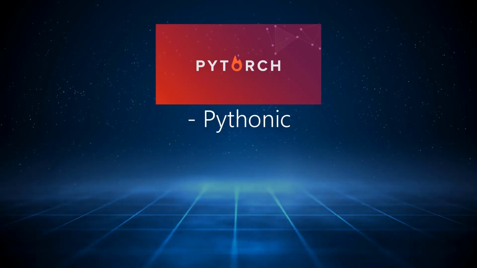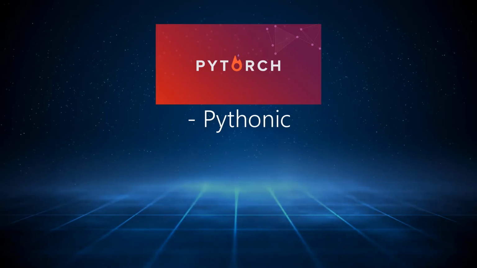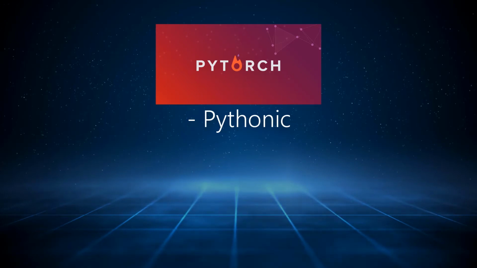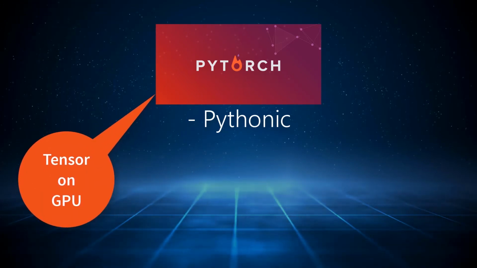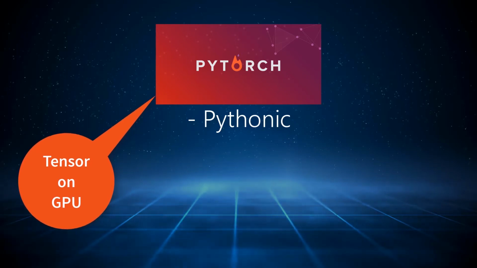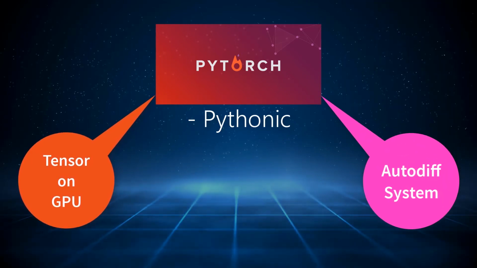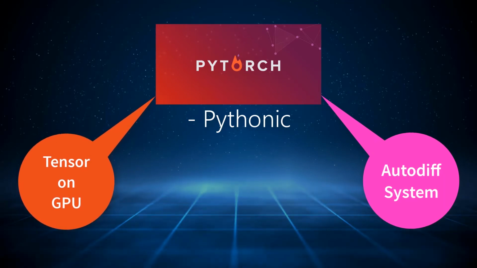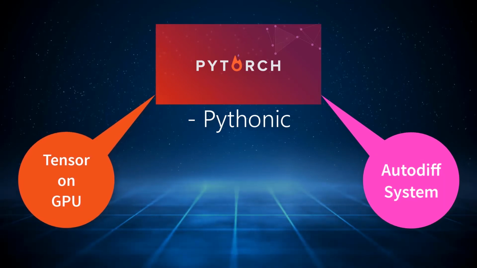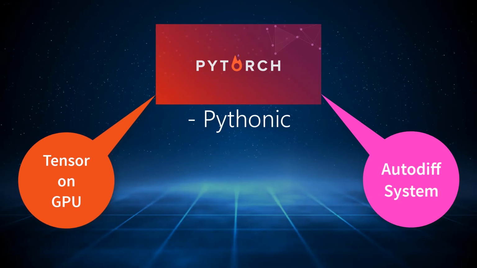Now, the two important features of PyTorch are tensor computing with strong acceleration via graphics processing units, that is GPU, and deep neural networks built on a tape-based autodiff system. So guys, we will explore more in detail in the further part of this course.